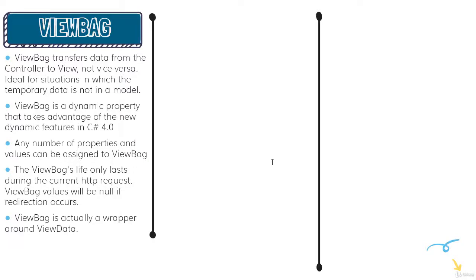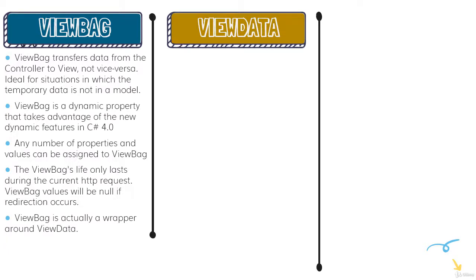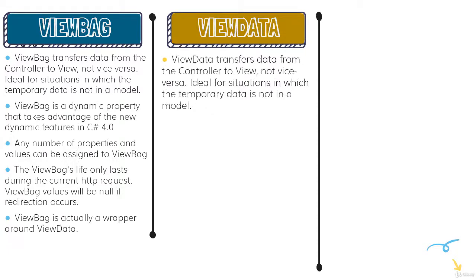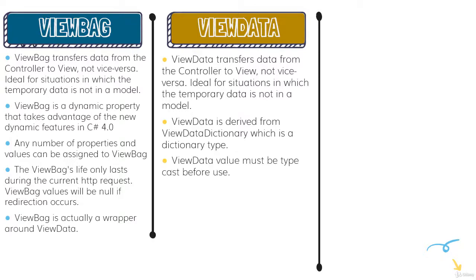That being said, if we switch back to our presentation, here next thing is ViewData. ViewData also transfers the data from controller to view and not vice versa. It is also ideal for a situation in which the temporary data is not in a model. Exactly same as ViewBag. ViewData now is derived from ViewData dictionary, which is a dictionary type, because of which you saw we had to assign values in a key value notation.